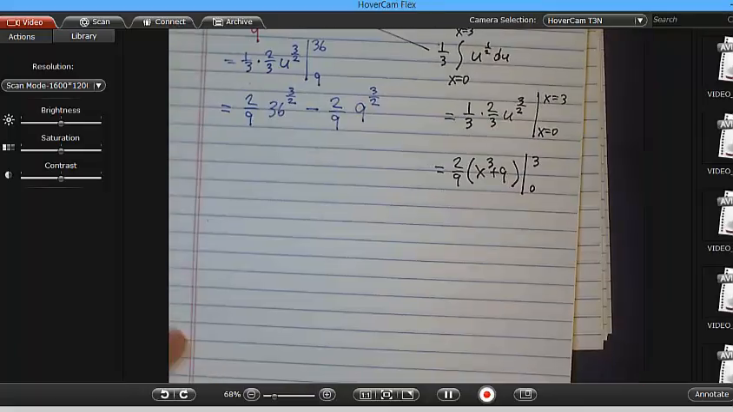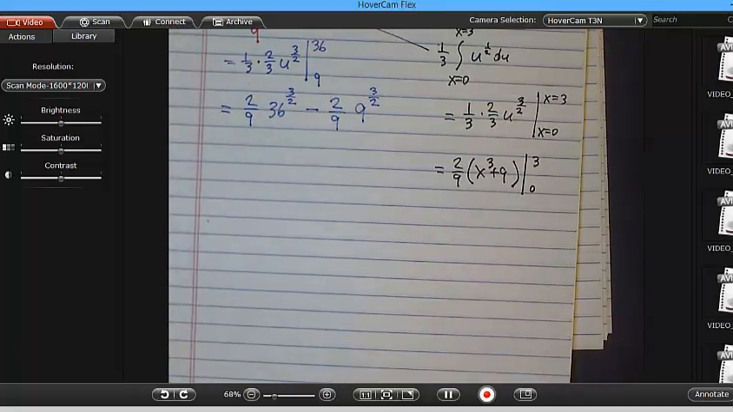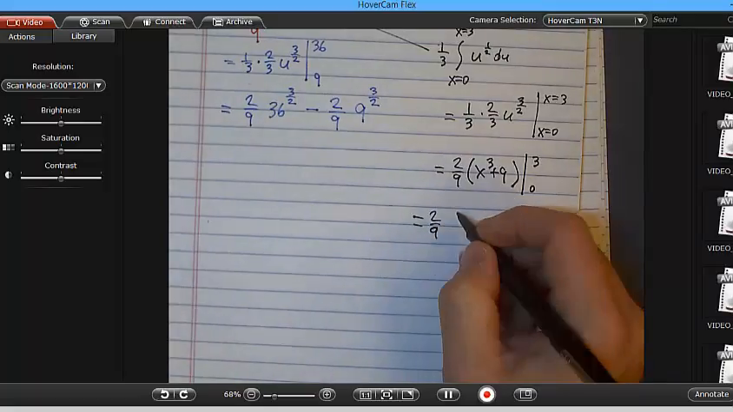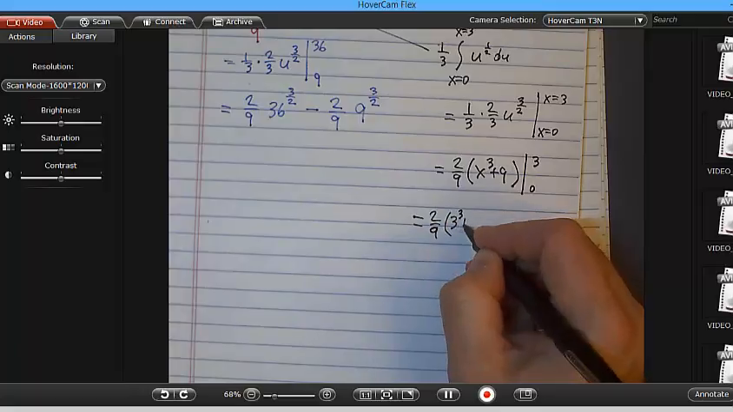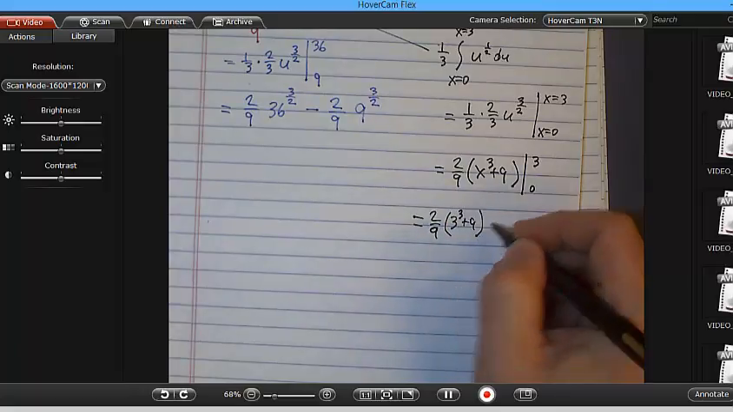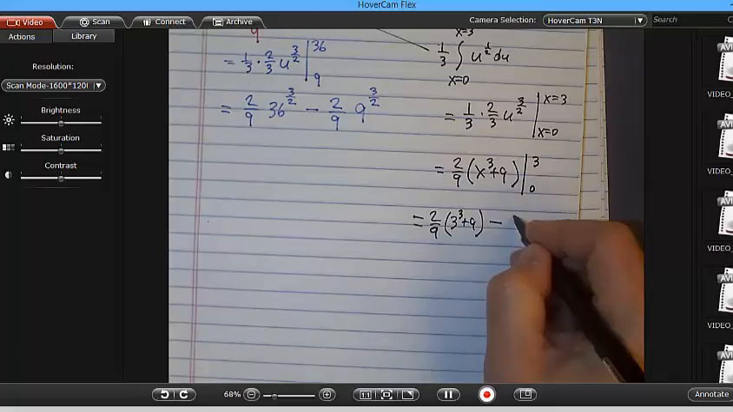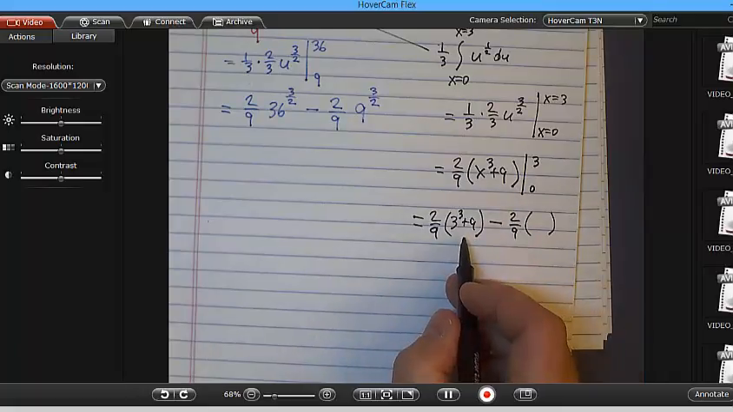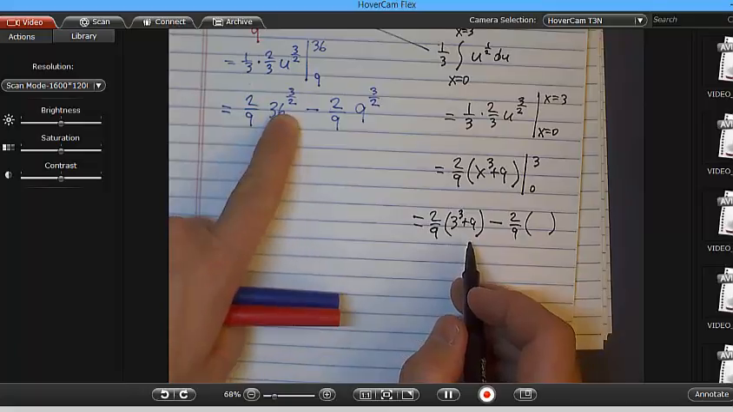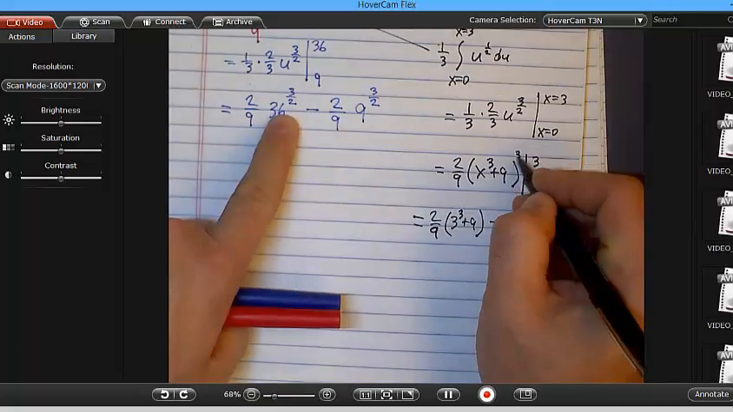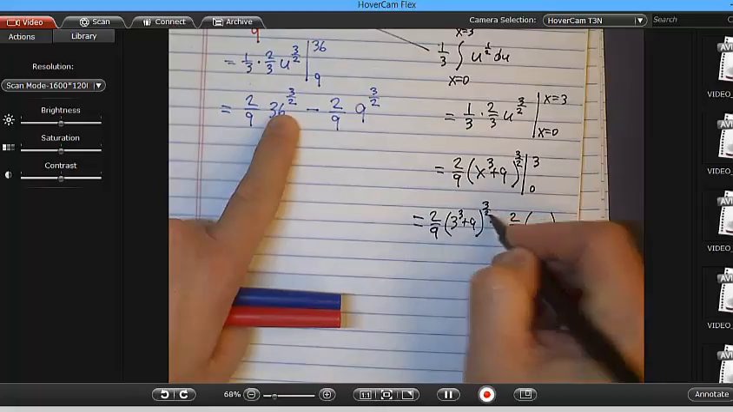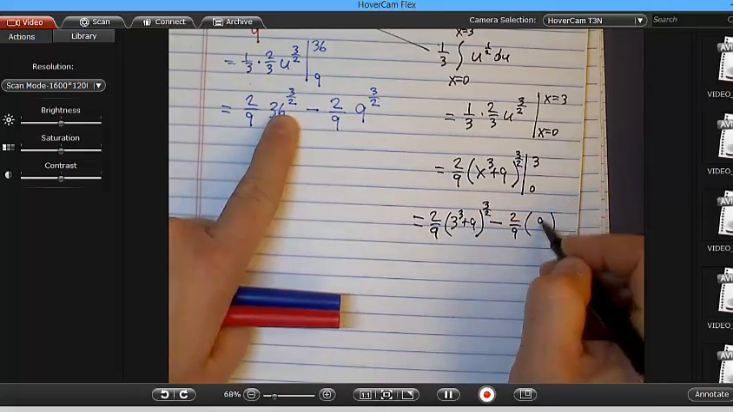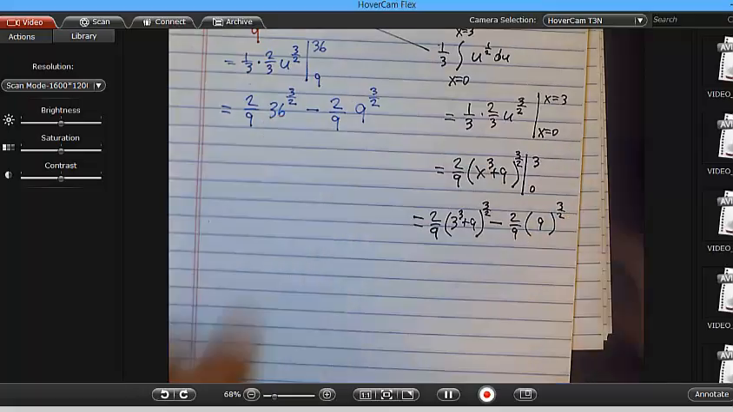Of course, if you plug them in, look what you're going to get. 2/9 of 3 cubed plus 9. Do you guys know what that is? What's 3 cubed plus 9? Yeah, you're going to get 2/9 of 36 to the 3/2 power. This is all the 3/2 power. You're going to get the same thing. Either way, this is what you get.